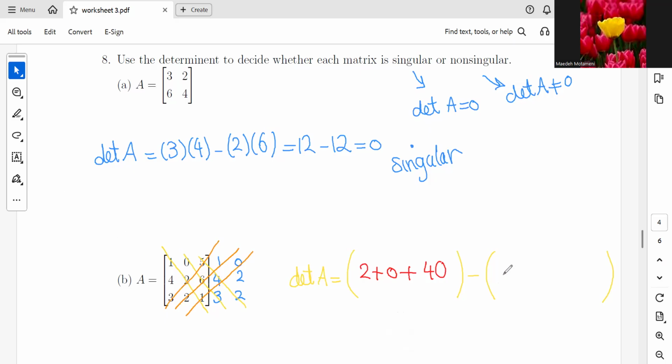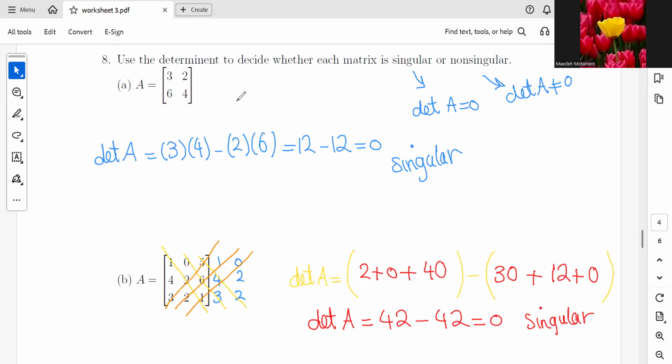We would have 5 times 2 times 3, which is 30, plus 1 times 6 times 2, which is 12, and the last one, 0, 4, 1, which will be 0. So determinant of A is going to be 42 minus 42. So this one is also singular.